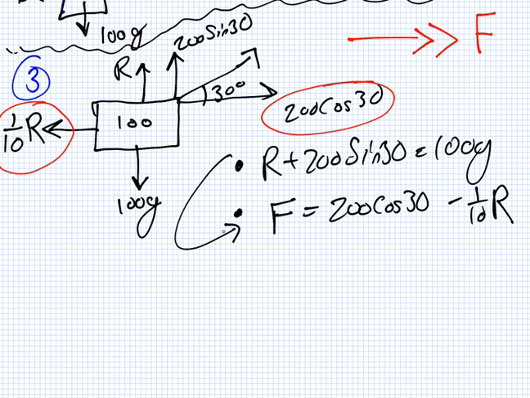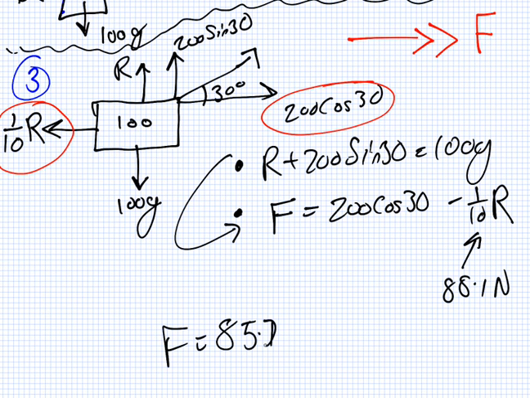So 100 times 9.81 minus 200 sine 30, divided by 10. So I got this part here is 88.1 newtons. So you get F equals 200 cos 30 minus 88.1. So I got F is 85.1 or 85.2 newtons. But what does F equal from Newton's second law? That's ma. So then the A, your answer is 0.852.